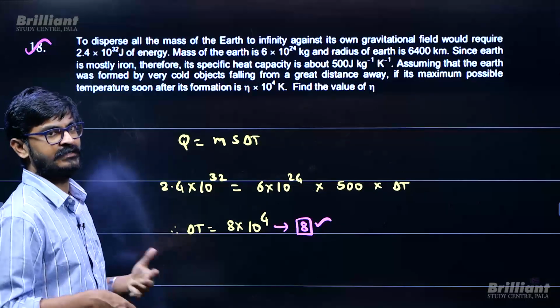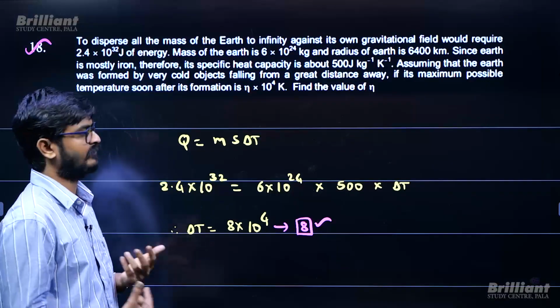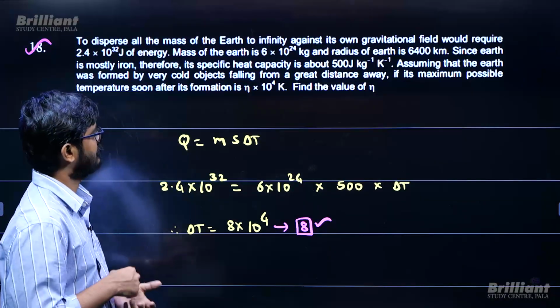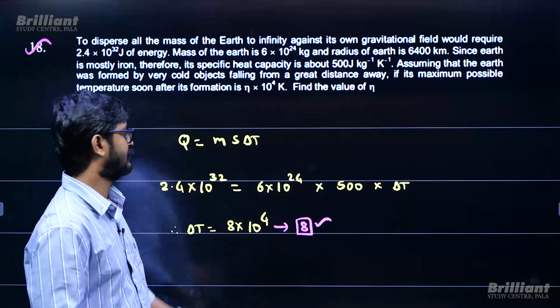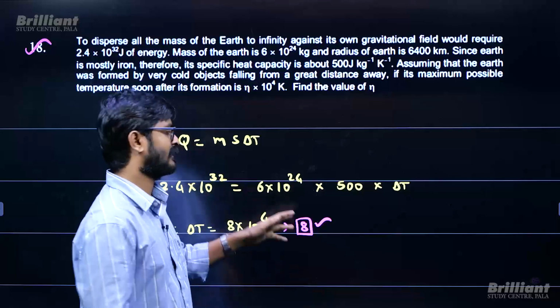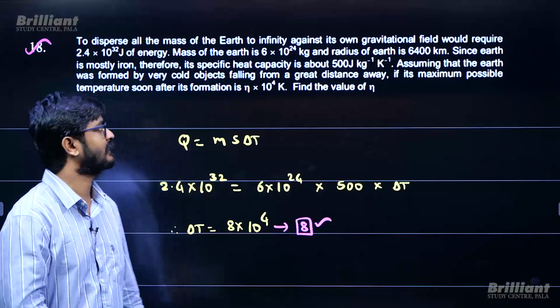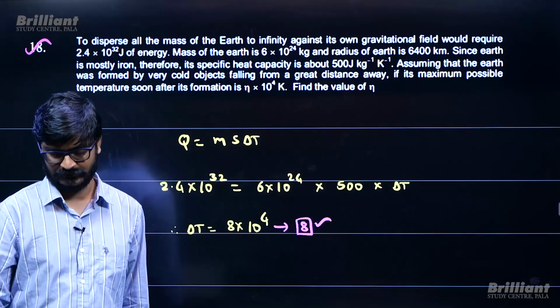If that much amount of energy goes into heating the earth, then what is the temperature change, right? So the energy released is this much, and that will go as an increment in temperature, m s delta T. All the values were given in the question. You can directly substitute and get the answer, right? Thank you.